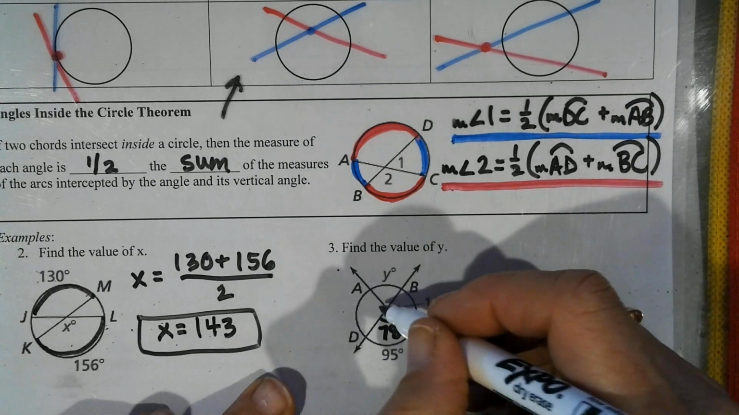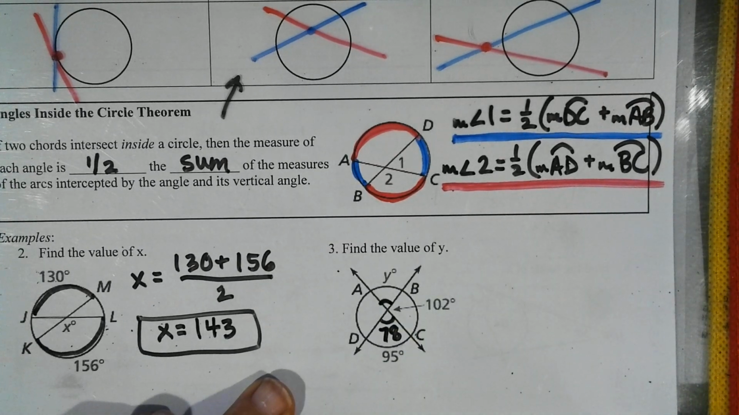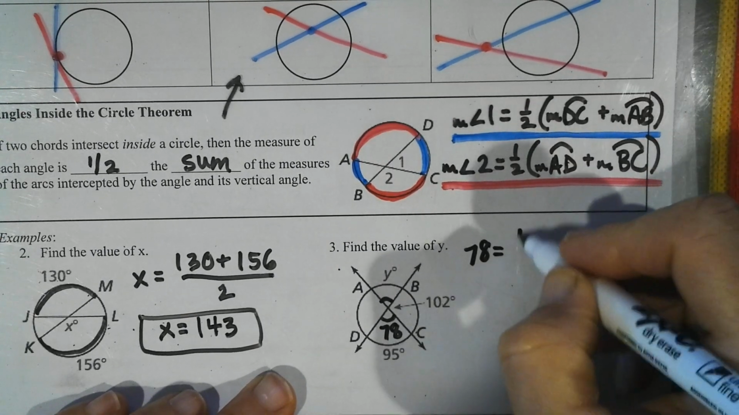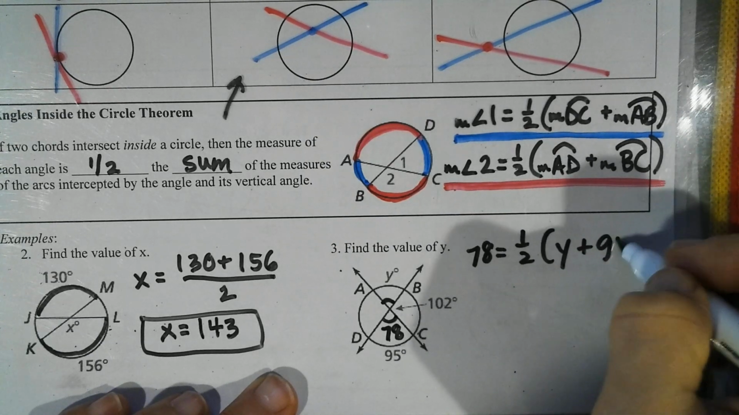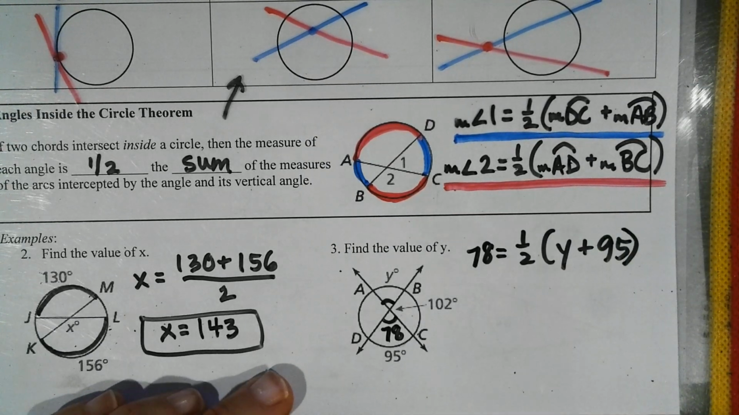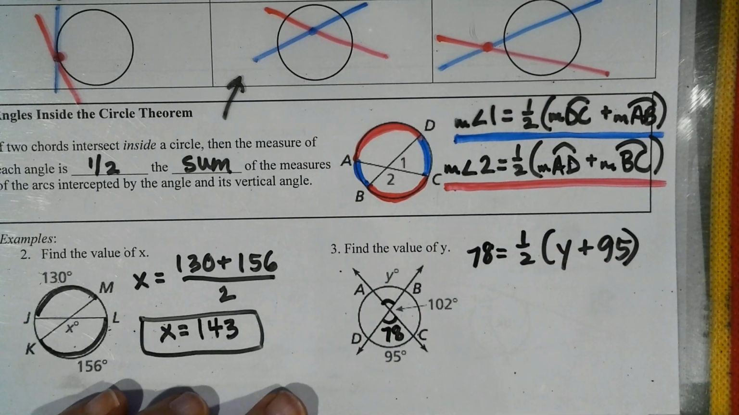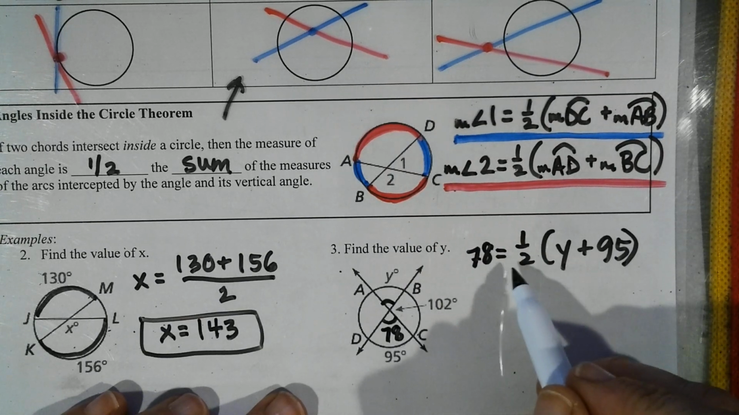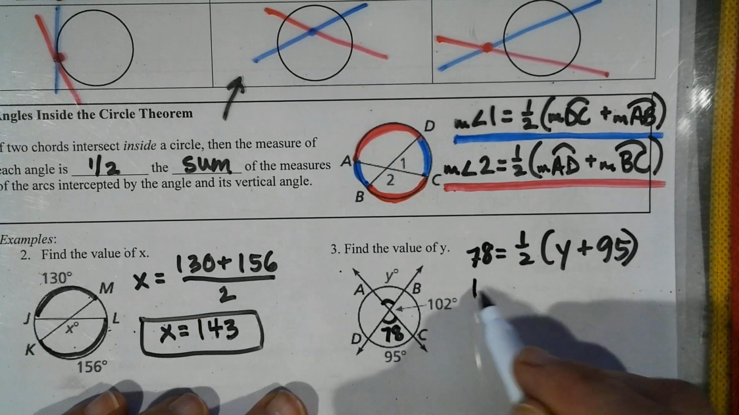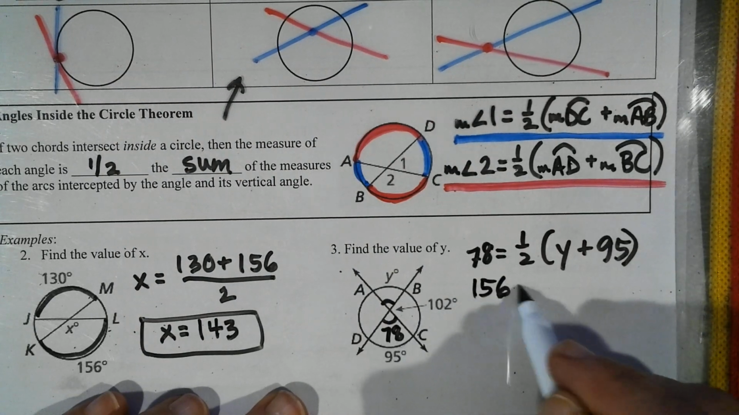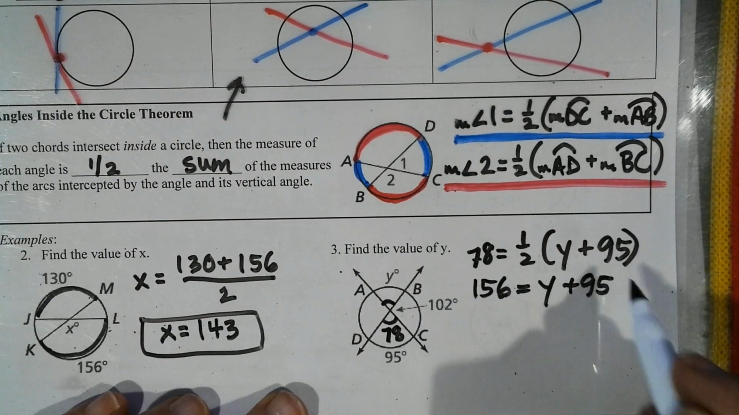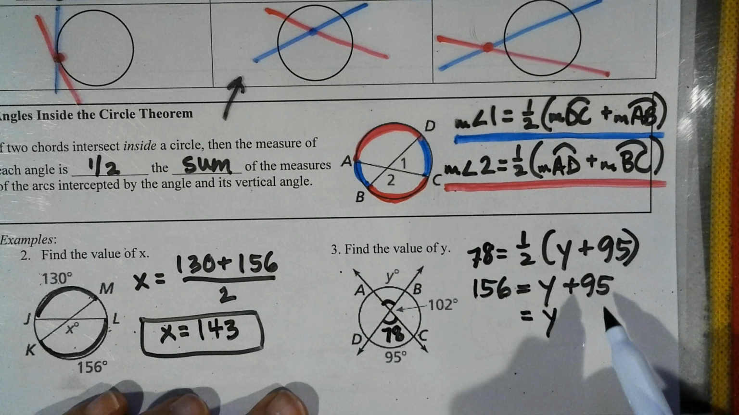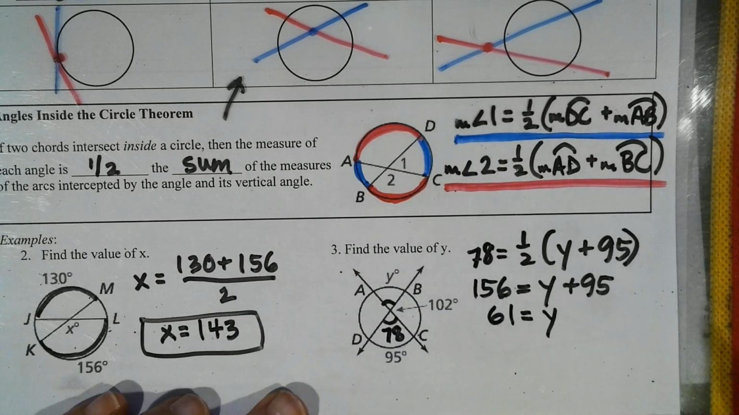So if these two central angles are 78, then that should be 78 equals 1/2 times y plus 95. So if that's the case, then we should just be able to use algebra to solve it. I'm going to multiply both sides by 2 to make that go away. And so I get 156 equals y plus 95. And then I get y equals, subtract, 61.